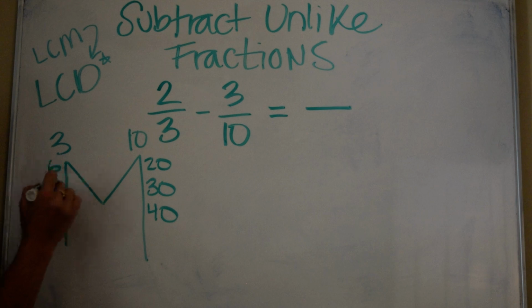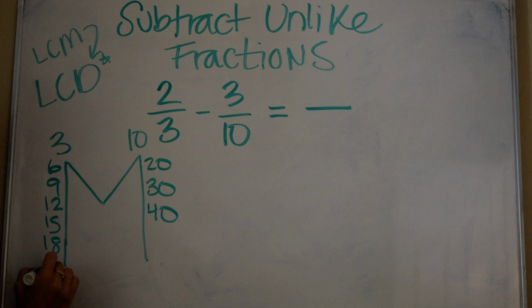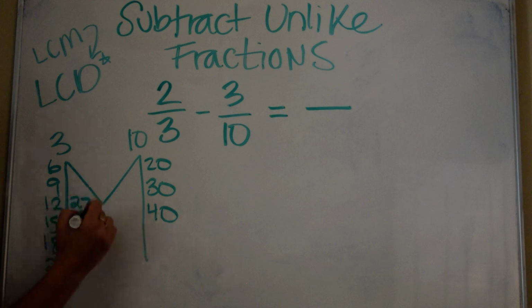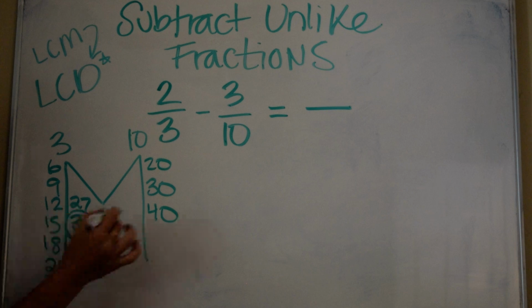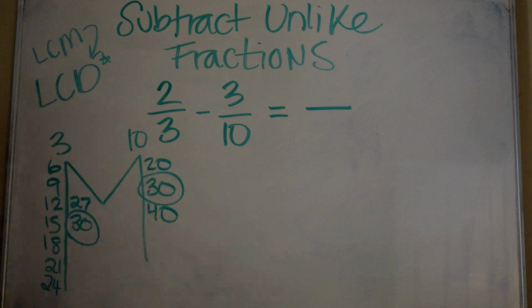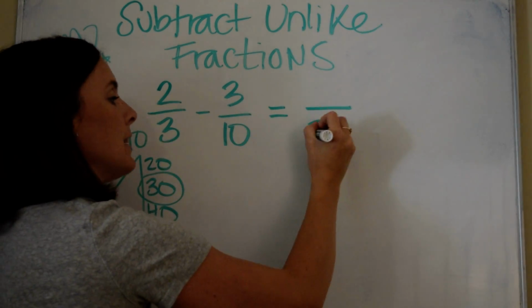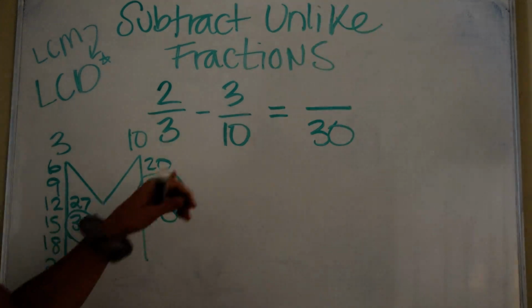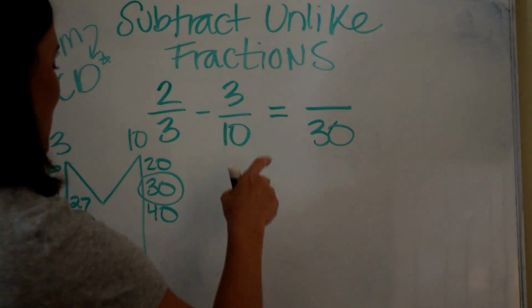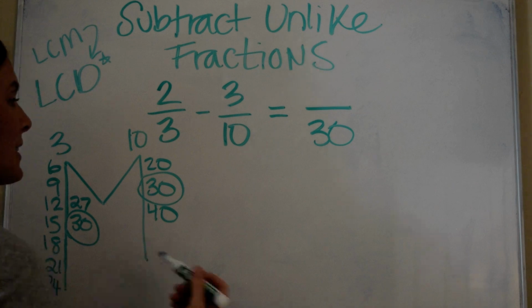So 3, 6, 9, 12, 15, 18, 21. I notice I got to keep going. 24. 27, 30. Oh, their first match is 30. Now that took me a while, but that's okay. Keep multiplying until they match. So their first match is 30. That means my denominator needs to be a 30 in order to subtract across, okay? So my 3 and my 10 need to be changed into a 30. So that means I need to multiply.